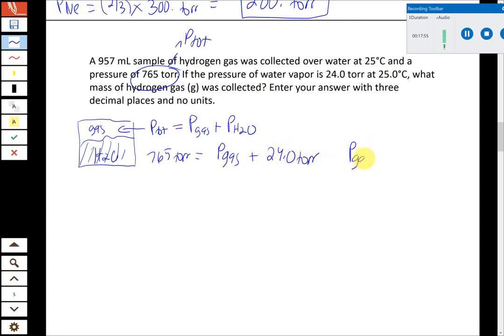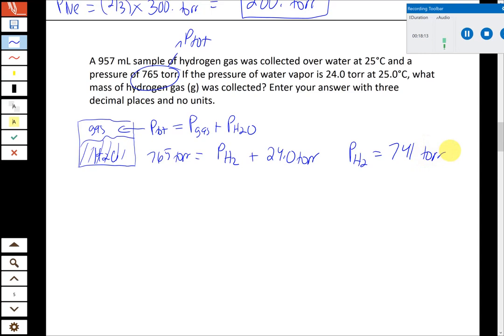So that means the pressure of the gas, which in this case we'll just be more specific, this is hydrogen that we're collecting. The pressure for H2 that we're collecting, and it's important to remember that this is H2, not just H, is going to be 765 minus 24, or 741 torr.